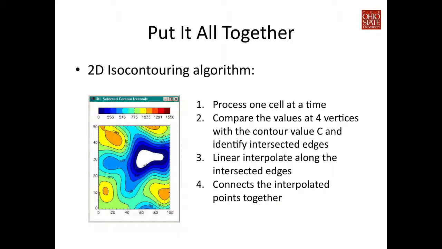So this is our isocontouring algorithm for 2D cells. First of all, your program is going to have a loop that will process one cell at a time. And then for each cell, you're going to compare the values at the vertices with the contour value C. This is to identify the edges that have zero crossing. That is, the isocontour is going to cut through the edges. And then you perform linear interpolation to find out the exact location that the isocontour intersects the edges. And finally, you connect the interpolated positions together by straight lines.